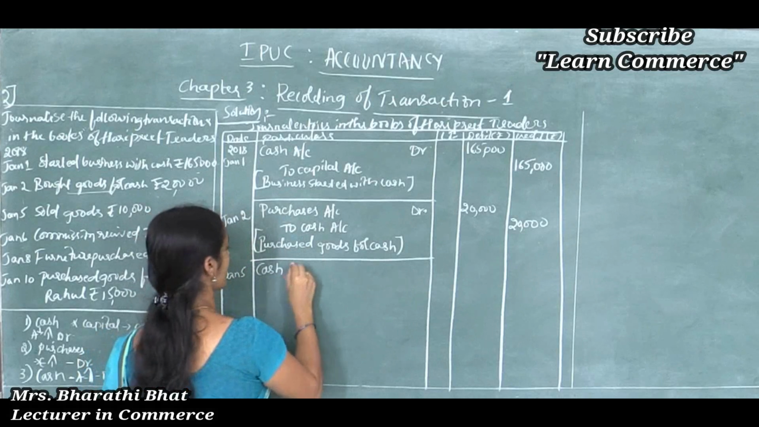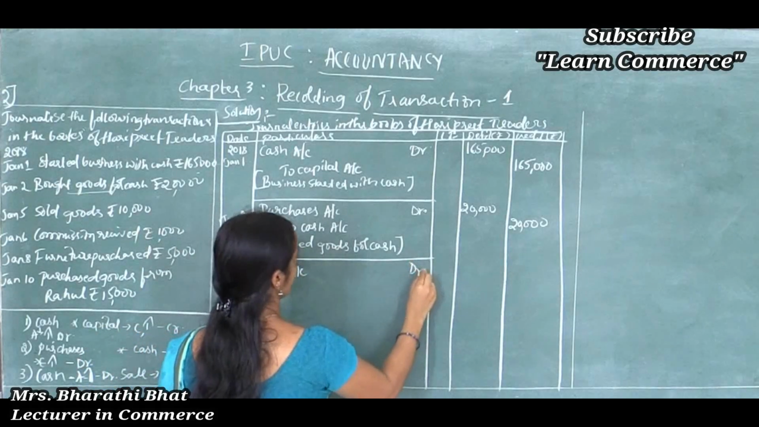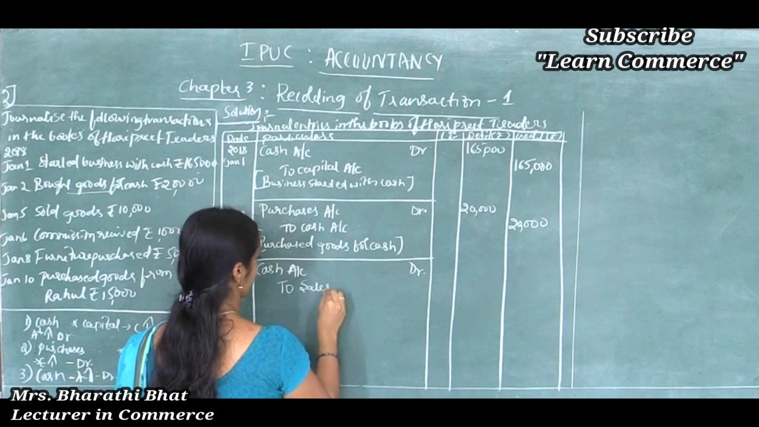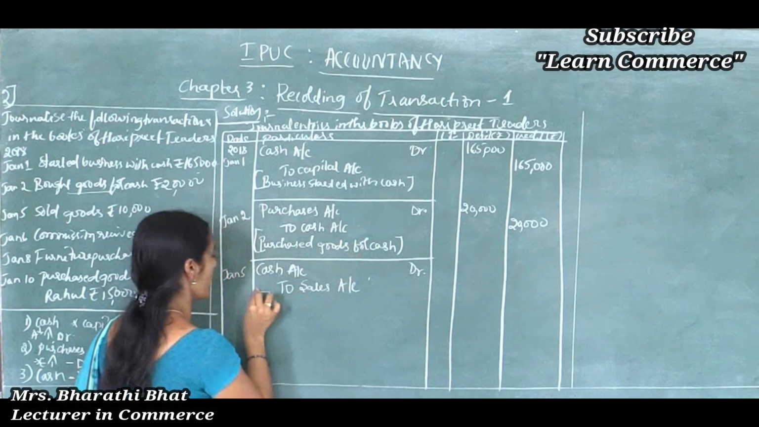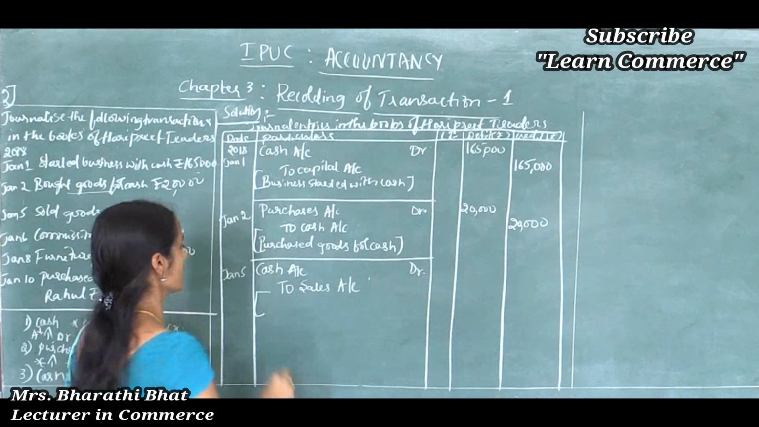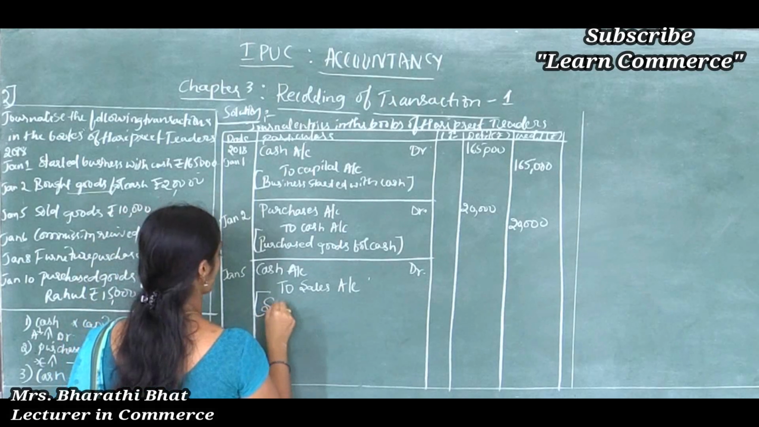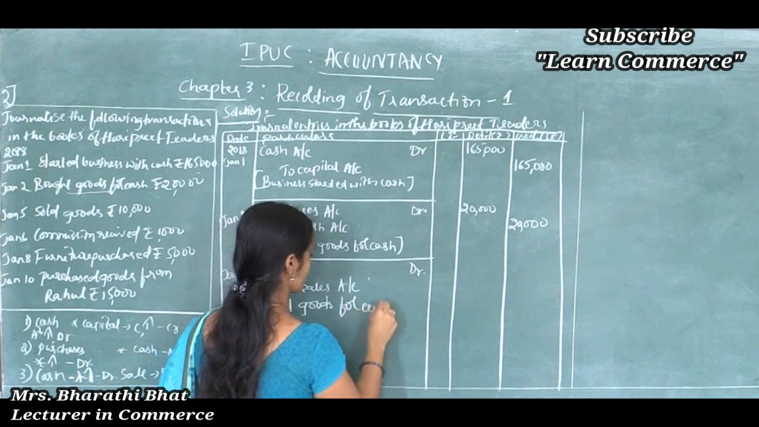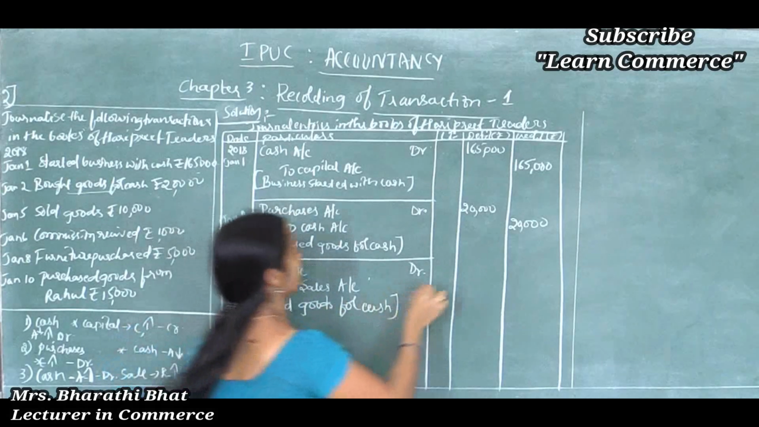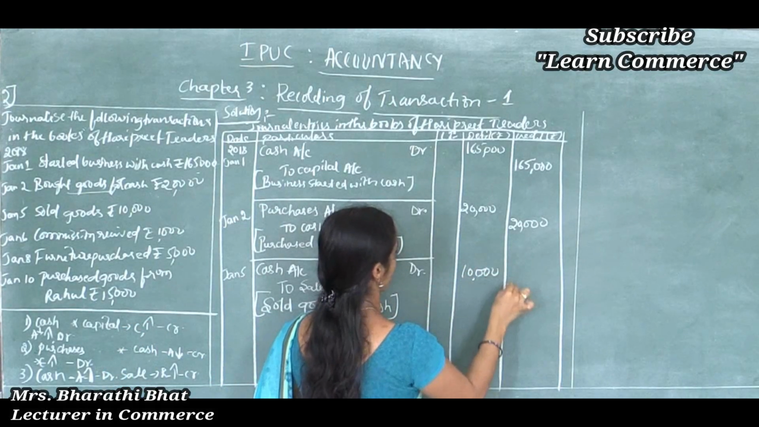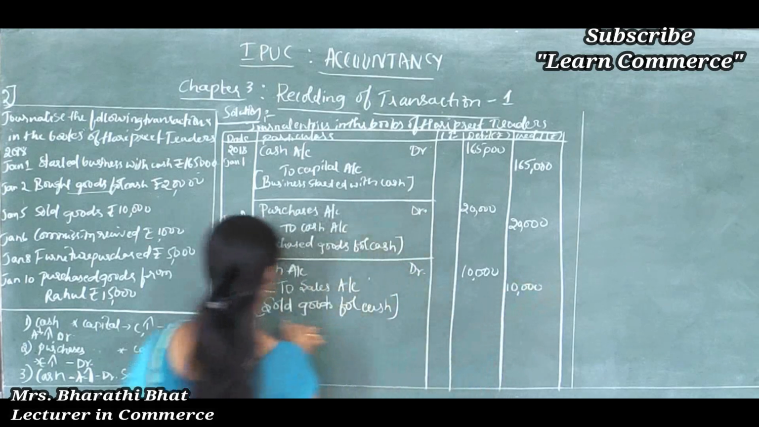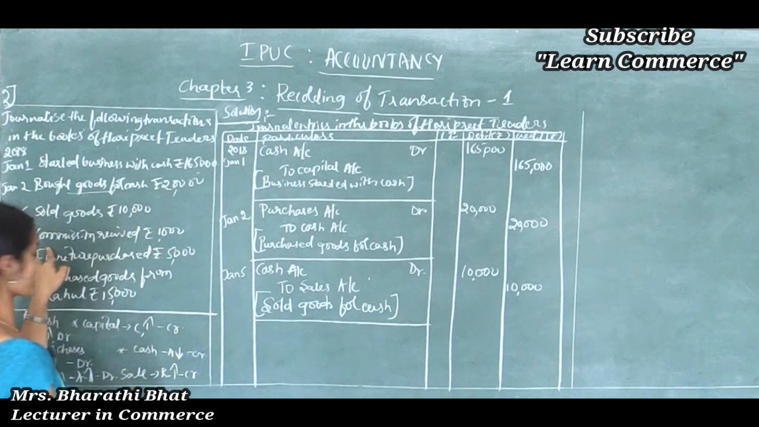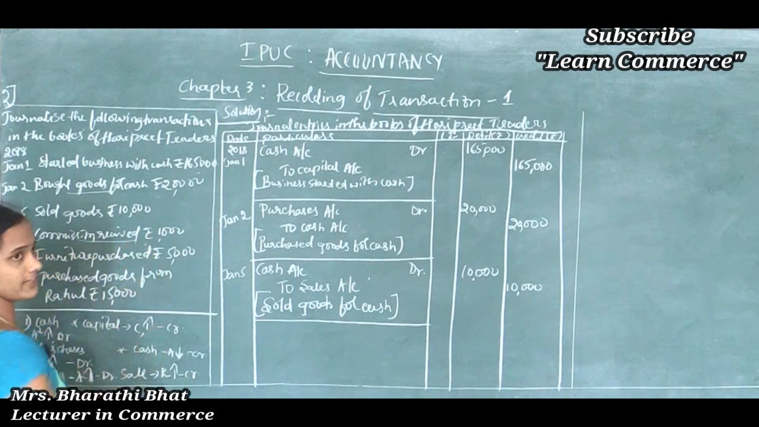So cash account debited to sales account. To sales account. How can you write the narration for this? Sold goods for cash, costing rupees 10,000.